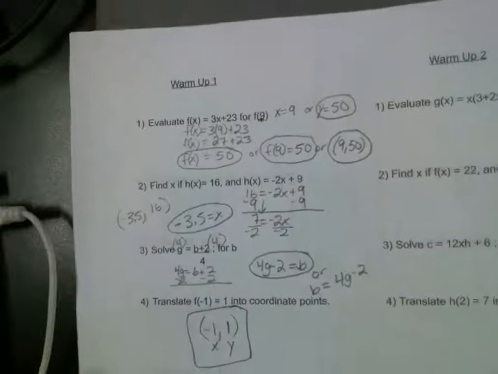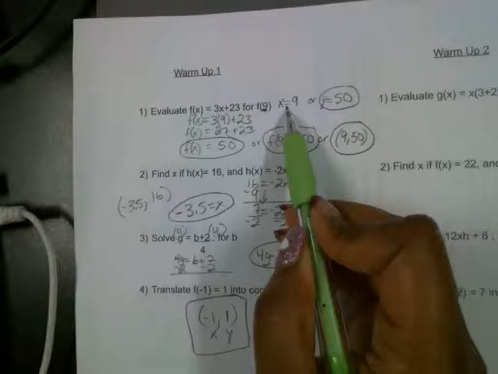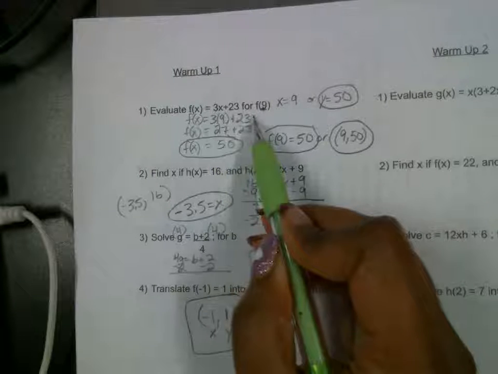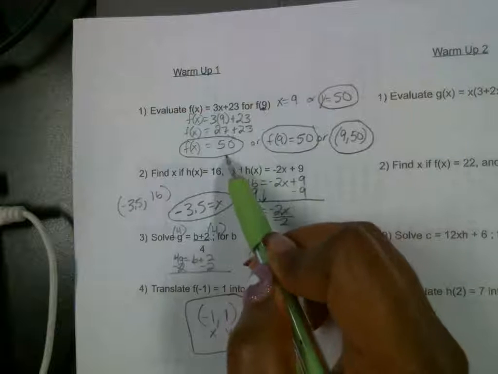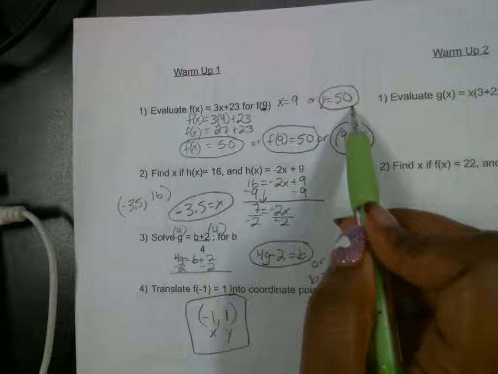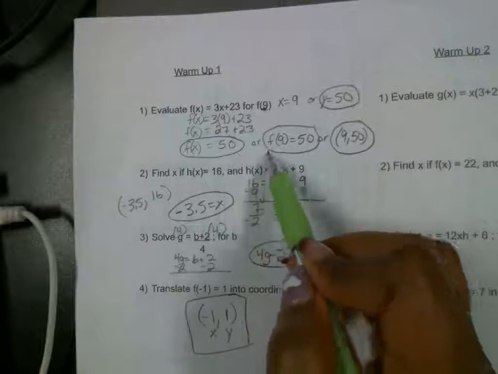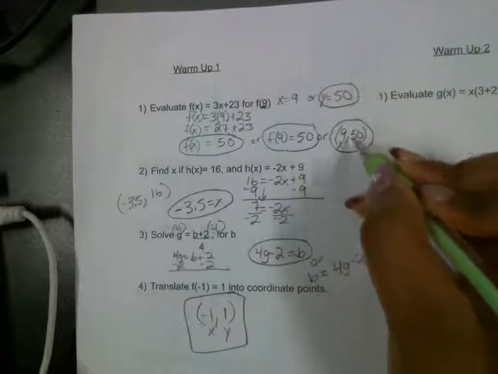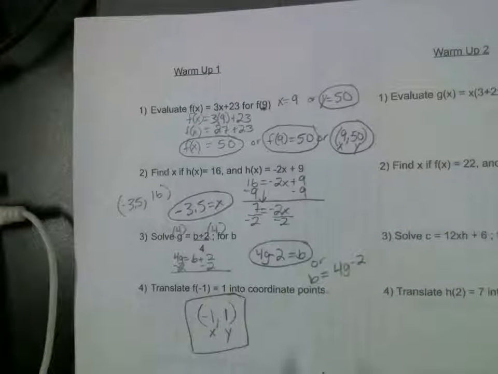Okay, so this is how you do these. The very first one, the number in the parentheses is x. So you're going to replace x with 9. So that's 3 times 9 plus 23. So that's going to be 27 plus 23, which is 50. There are multiple ways that you can write that. Either y is equal to 50, f of x is equal to 50, f of 9 is equal to 50, or you can write it as an ordered pair. You know that x is 9, so put it first, comma, 50 is y, so put it second. Any questions about the first one?